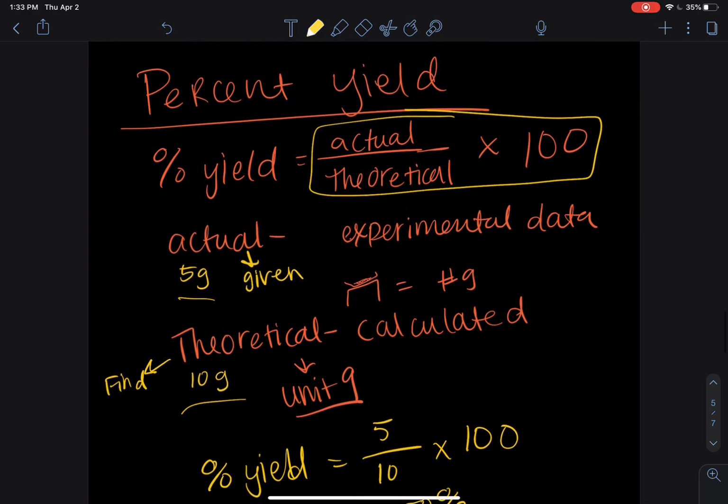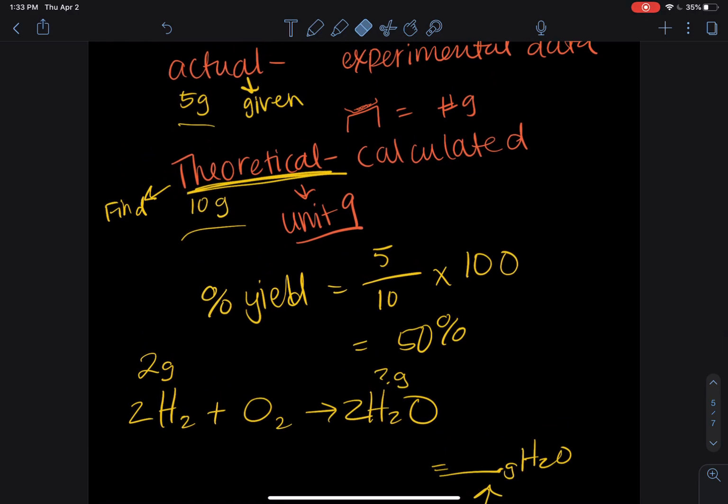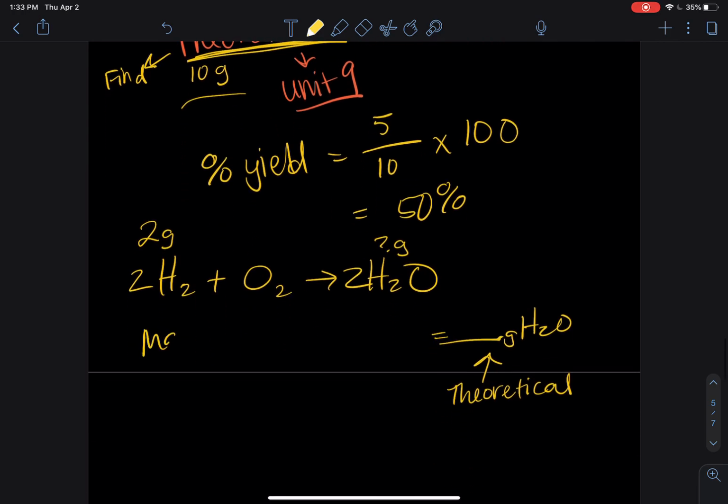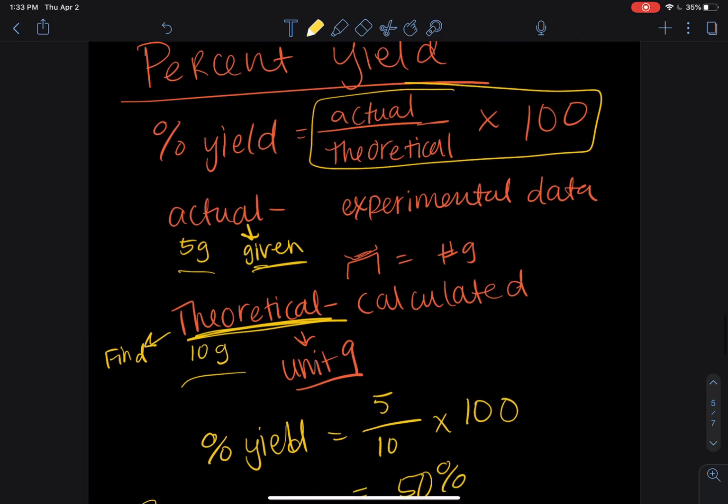The actual concept of percent yield is very simple because it is just a fraction times 100. It really is not anything complicated. I think people get more confused when they start thinking about this theoretical part. The theoretical is simply something that you calculate. If you have made it to this point and you know how to do a mass to mass, you can get this answer, and then once you're given your actual, you can just put them in a fraction and be done. So that's all there is to know about percent yield.